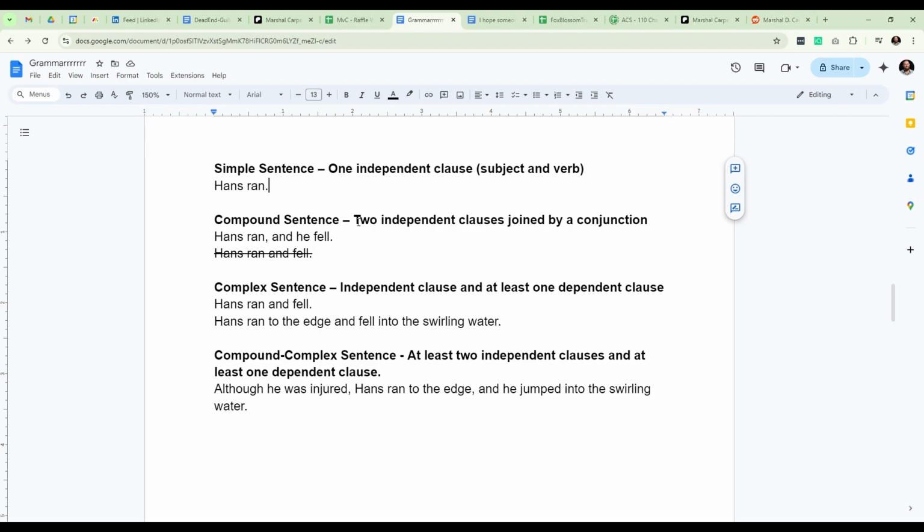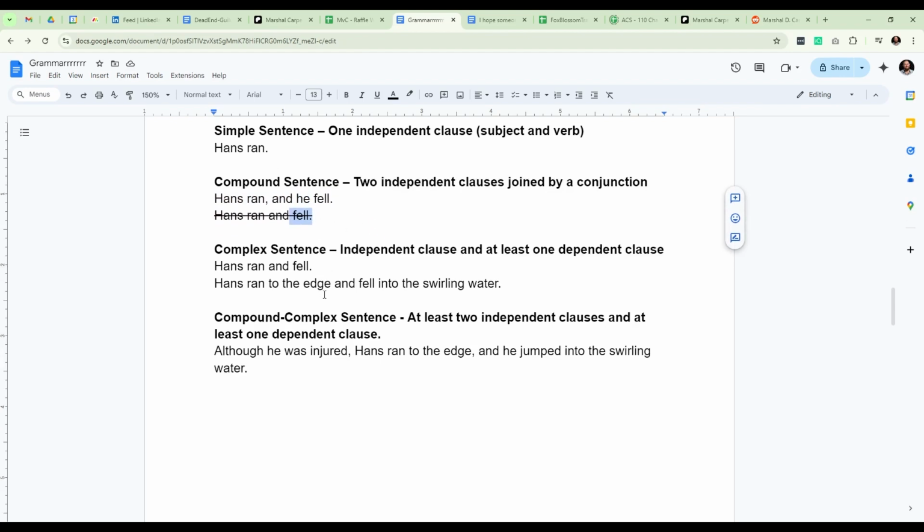Now, the big thing here is the idea of independent clauses. So we have a subject and a verb. So if this sentence was only Hans ran, makes total sense. But if we did it the other way, also makes total sense. We have a subject and a verb on both sides of the conjunction. If we are missing this subject, this becomes a dependent clause, which is actually a complex sentence.